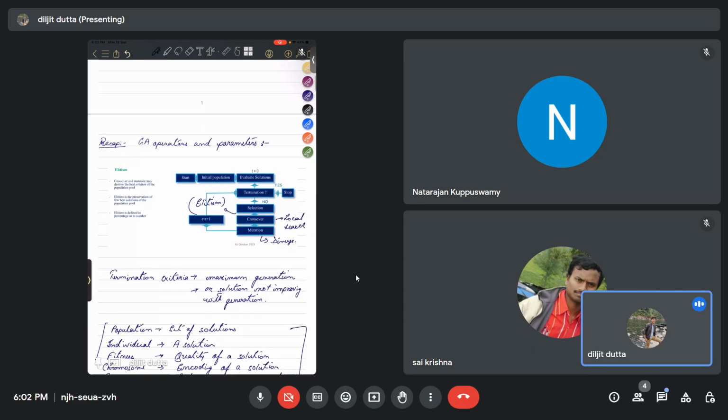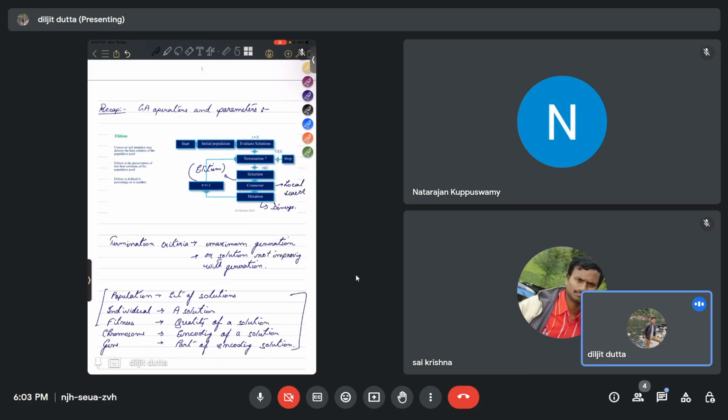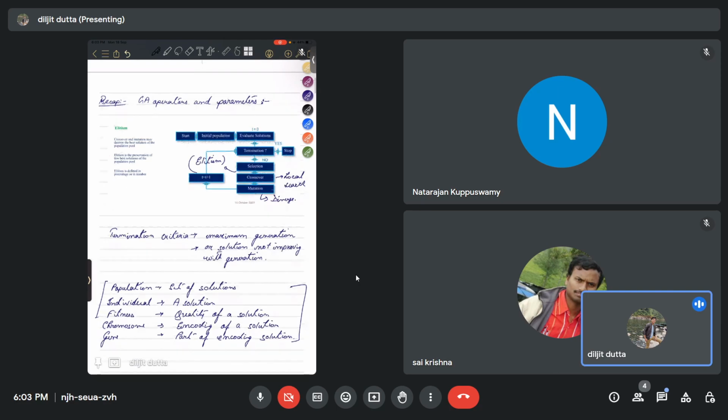Before that, I will just brush up the concepts that have been taught, including how to solve a problem with genetic algorithm. Then we will see what is real coded GA, and some new methods for what we can do for crossover and mutation. We'll see the process, and then we'll solve some hands-on problems. So I am taking some time for that.